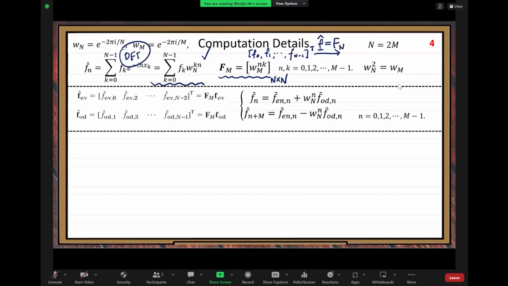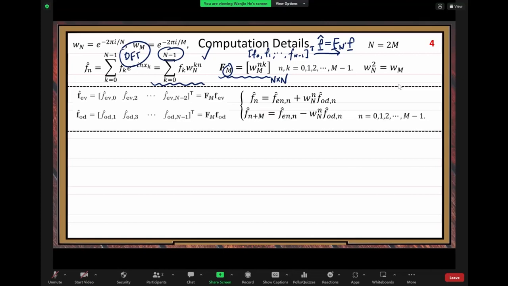Here, look at the original number of samples, F_N. Not this F_M. F_M we cut in half. So F_M we will use for the fast Fourier transform. That's the version we need to use for the fast Fourier transform. The original is the F capital N matrix times the sampling vector, the original function sampling vector.